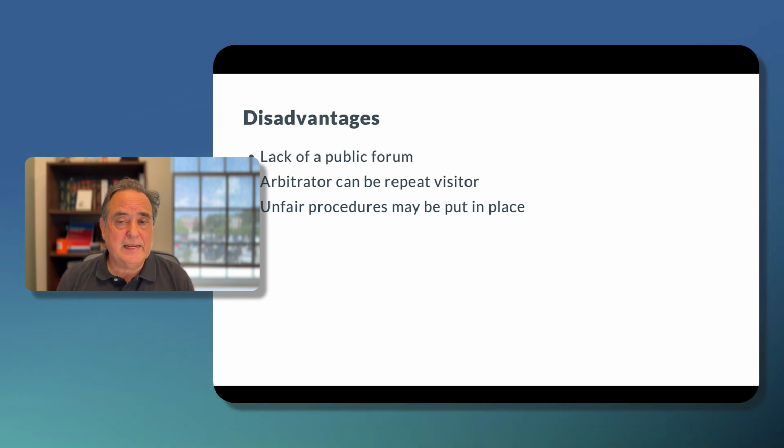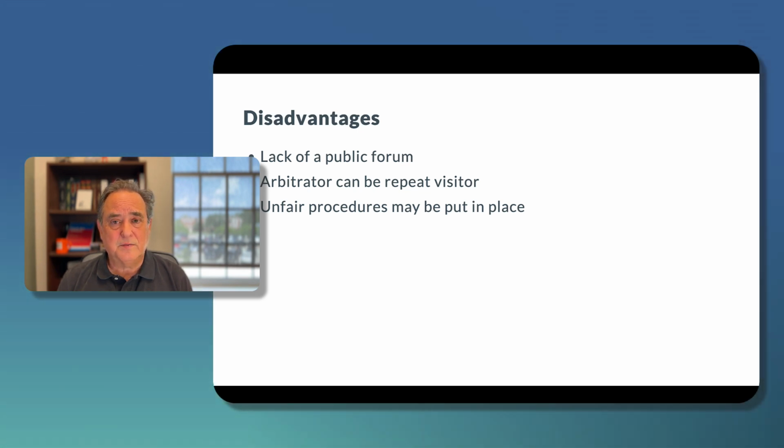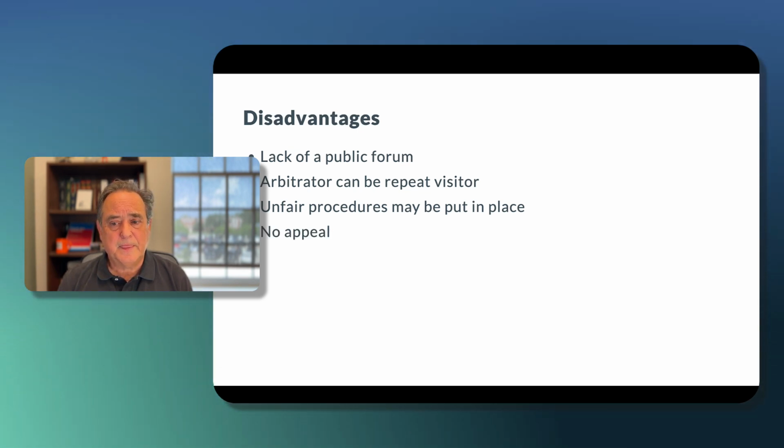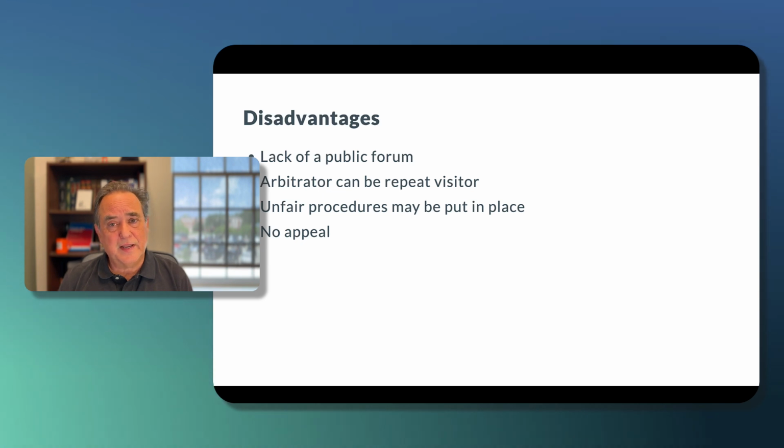Because of its binding nature, because courts don't look past the fact that there's an arbitration agreement, unfair procedures may be put into place, and parties are bound by these unfair procedures. There's generally no appeal of an arbitration award, which we said was a positive, but also a negative. If the arbitration award is much different from what you expected, there is no right to appeal that.